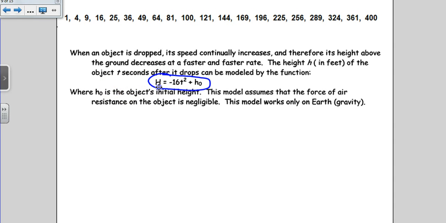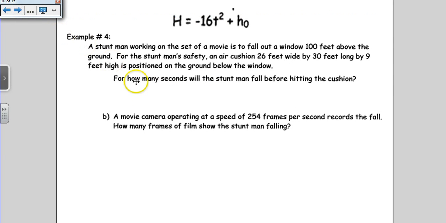This is your final height, which normally for these problems means we're going to fall to the ground, but not always. T is time, usually in seconds. And then h sub naught, anything with a 0 subscript, means initial. So h sub naught would be the initial height. So our problem involves a stuntman.